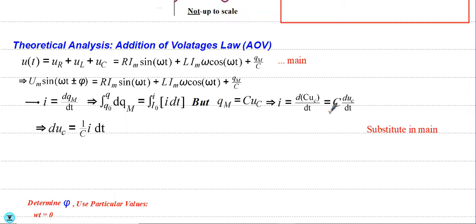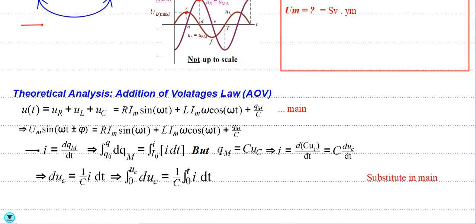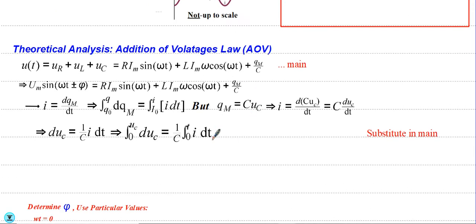So cross multiplication, du of c is 1 over c I dt. Taking the derivative on both sides, we take the antiderivative on both sides, such that we get the integral from 0 to u of c of du of c equal to 1 over c integral from 0 to t of I, and we substitute in terms of I its equation. Its equation, which we have up, is I m sine omega t times dt.